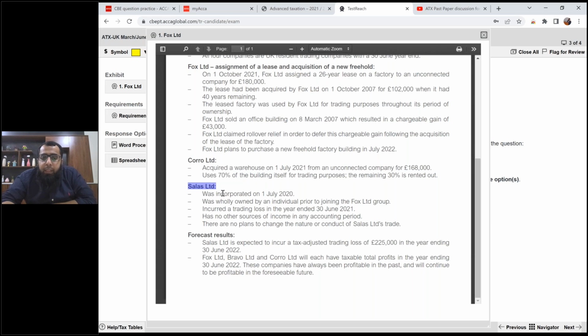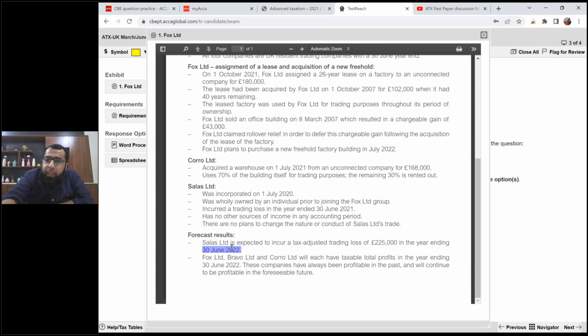Salis Limited was incorporated on 1st July 20. It was wholly owned by an individual prior to joining the Fox Limited group. It incurred a trading loss in the year ended 30th June 2021 and has no other source of income in any accounting period. So he's telling us some information about Salis Limited. There are no plans to change the nature or conduct of Salis Limited's trade. Forecast results: Salis Limited is expected to incur a trading loss of £225,000 in the year ending June 2022.